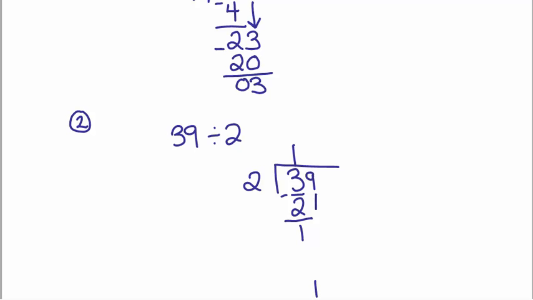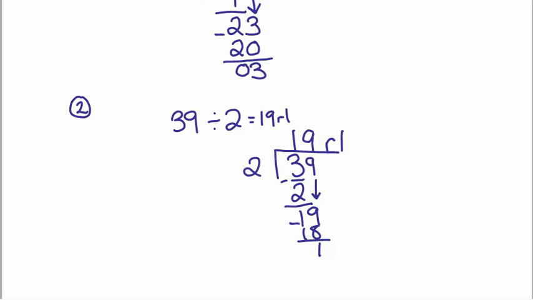Now, as we did over here, we're going to bring down our 9. And how many groups of 2 can we make from 19? With our times tables, we know that we can make 9 groups of 2 because 9 times 2 is 18. We subtract them and we have 1 left over. And again, we show up here that we have a remainder of 1. So 39 divided by 2 is 19 with 1 remaining left over.